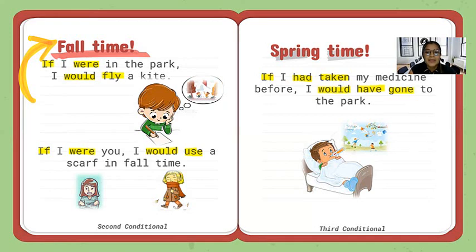And finally, we have the springtime. And it says, if I had taken my medicine before, I would have gone to the park. And this is a situation where the teacher presents the third conditional. Of course, students will discuss real facts according to every season during the year, taking into account summertime, winter, fall, and springtime.